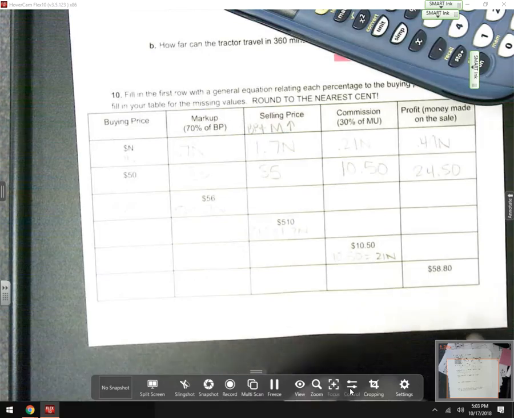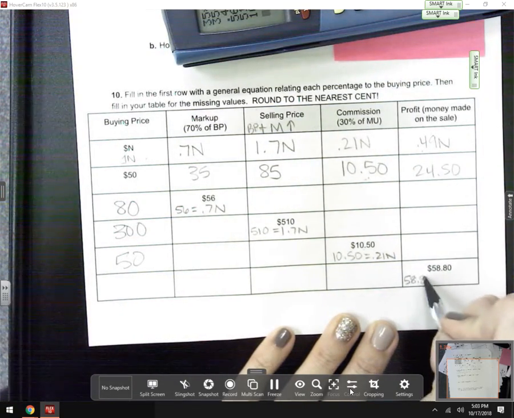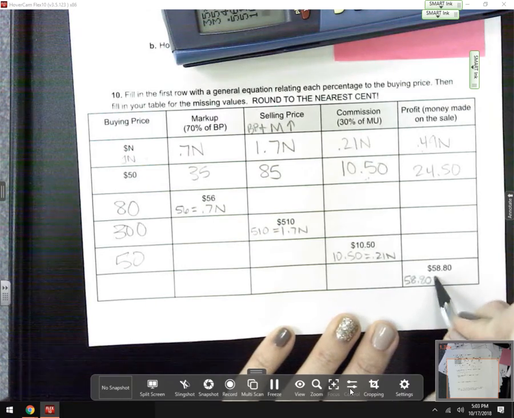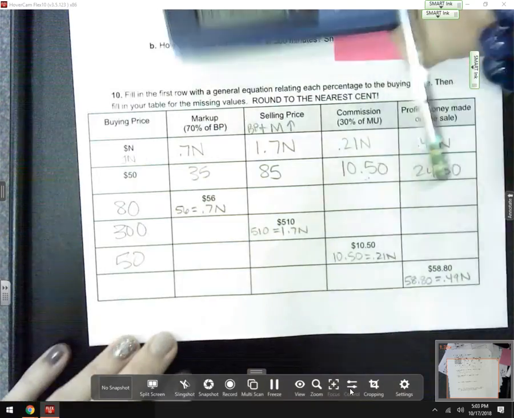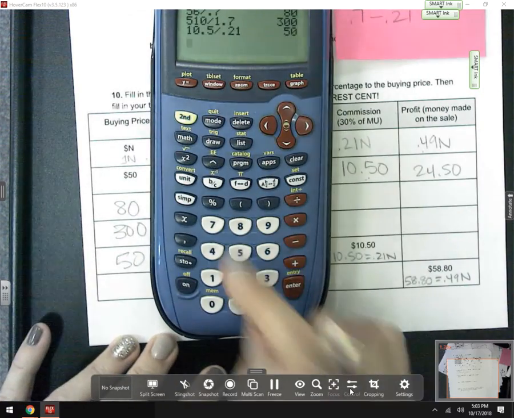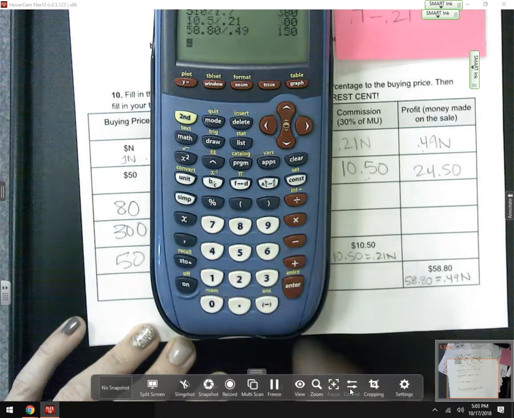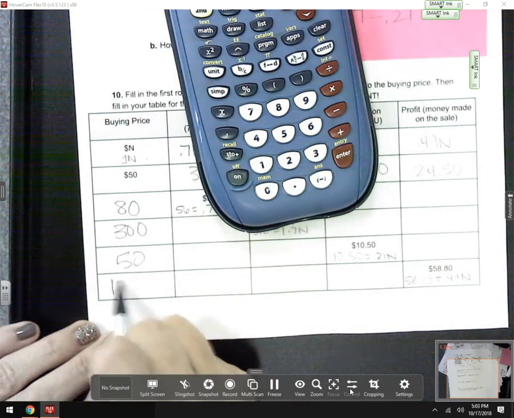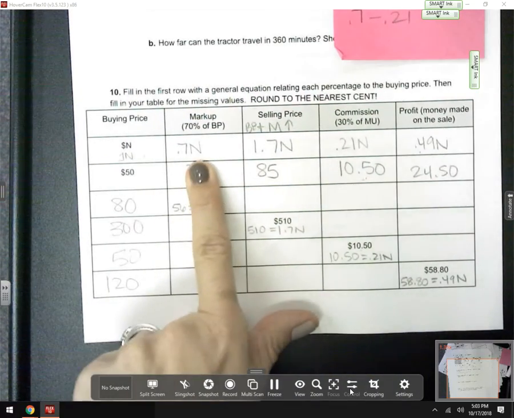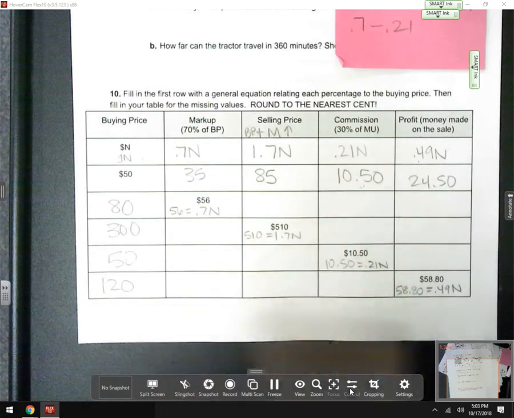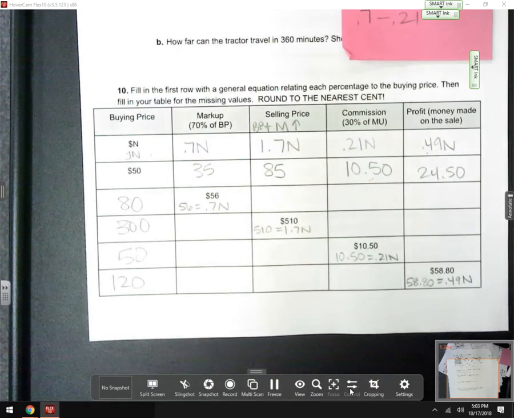Okay, last one. So we have our profit. 58.80 is equal to 0.49n. What do we do to solve for that n? We divide. If you said we divide, you're right. Which gives us $120. And then again, I'm going to go through and just substitute 120 in for n on all of those equations, or I'm going to get my markup, and then I'm going to use that information to help me determine the rest of those.